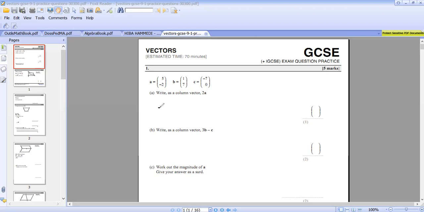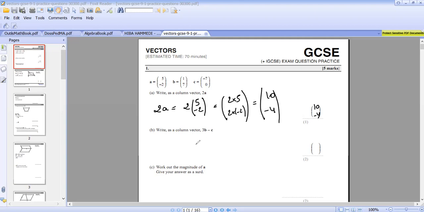So 2A is equal to 2 times the vector (5, -2). Whenever you are multiplying a vector by a scalar, you just need to multiply the first component by the scalar and the second component by the scalar. So it's 2 times 5 and 2 times -2, which is equal to (10, -4). So the outcome here is (10, -4). This is the final answer that you need to write.